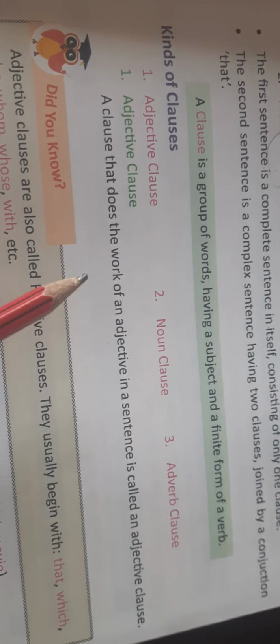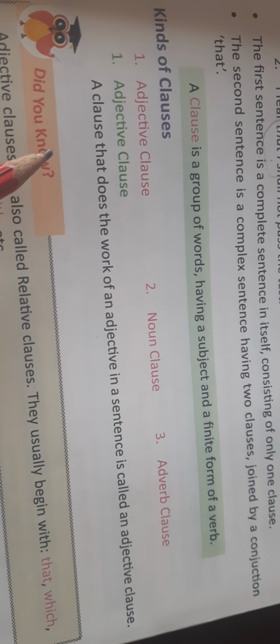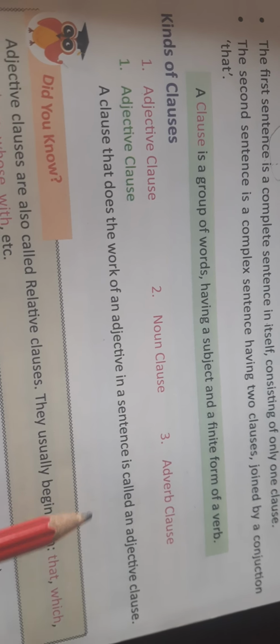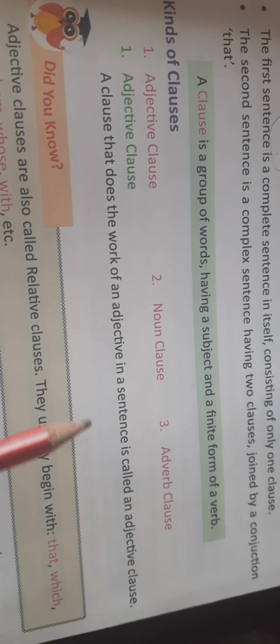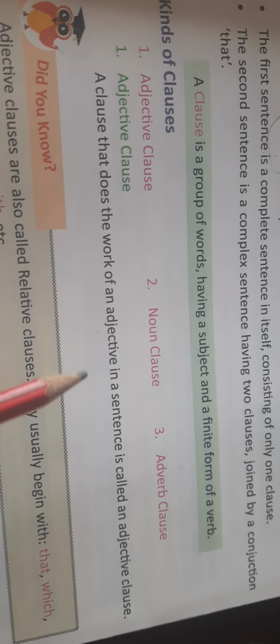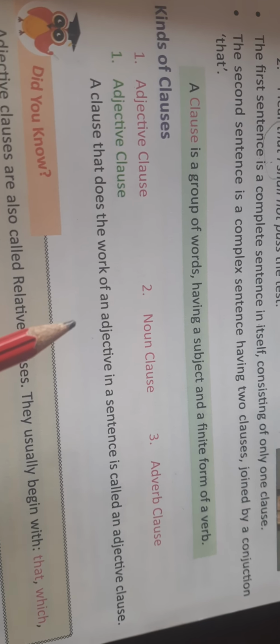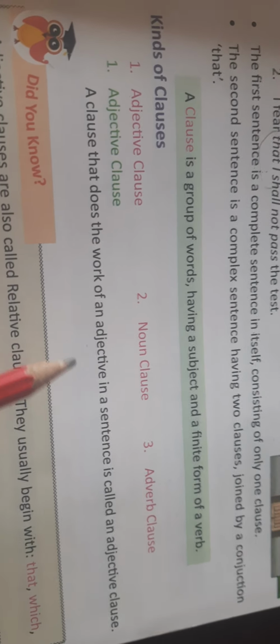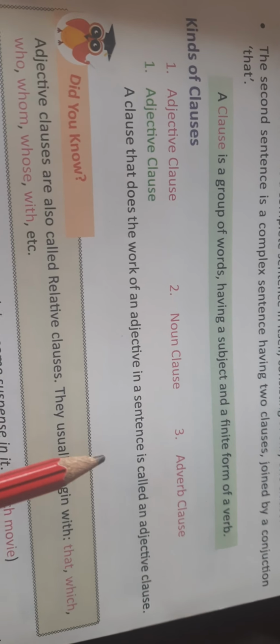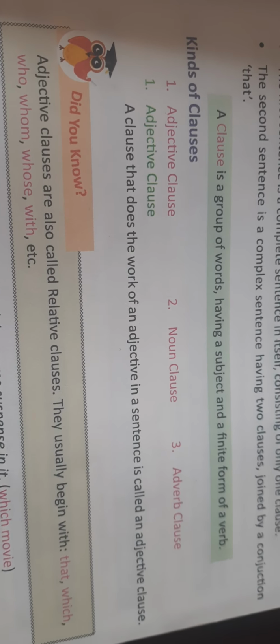So first we are going to learn the adjective clause. A clause that does the work of an adjective in a sentence is called an adjective clause. Means those group of words which work as an adjective, which tell us the quality of a noun or a pronoun, and which have a subject as well as a finite verb. Those group of words are called an adjective clause.